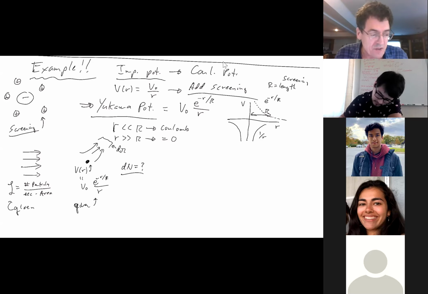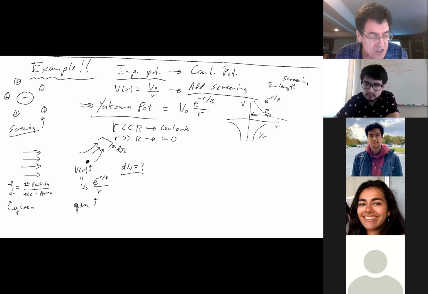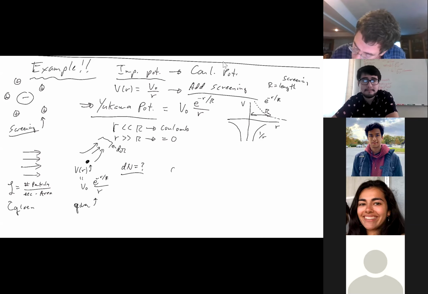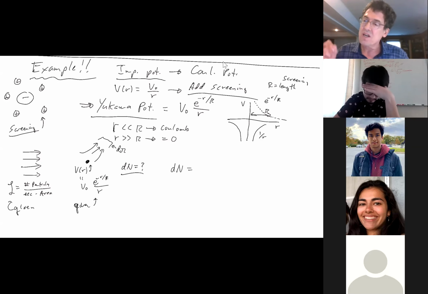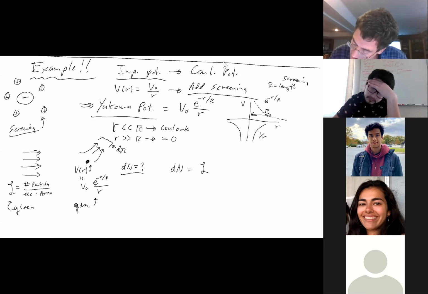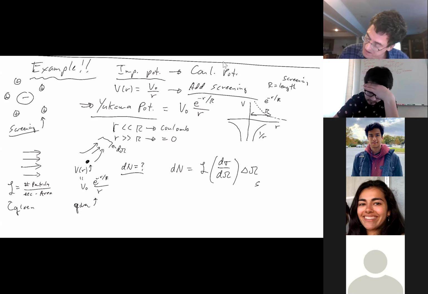I won't drag you through this little first part, but I just want you to remember we went over this from the classical theory of scattering. We know that the number of particles that go into my detector is equal to the luminosity times d sigma d omega times delta omega, the solid angle of my detector.